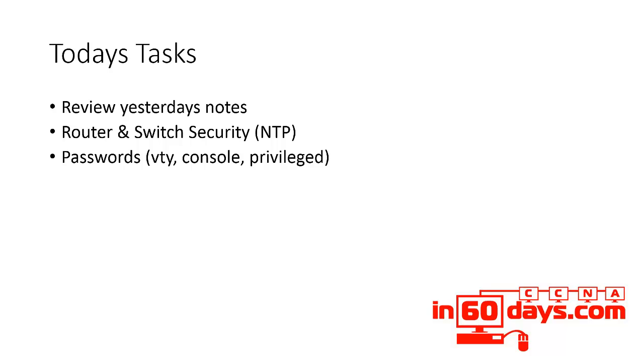So if somebody wants to go in, type enable on the router and go to privilege mode, how do you protect that? Also understand how you can encrypt passwords. The Cisco IOS offers a couple of ways for you to encrypt passwords, and some are more secure than others. So make sure you understand how to do it and what the difference is between the encryption types.